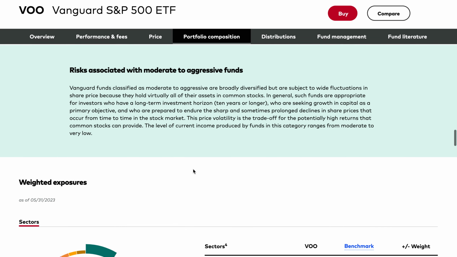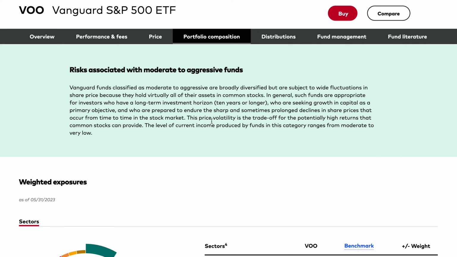So the risks associated here, because this is considered a moderate to aggressive fund. Feel free to read this. It's saying that you should have a long-term investing time horizon, 10 years or longer, if you're seeking growth capital as your primary objective, so that's your total return. And you have to be prepared to endure sharp and sometimes prolonged declines in share prices that occur in the stock market from time to time.